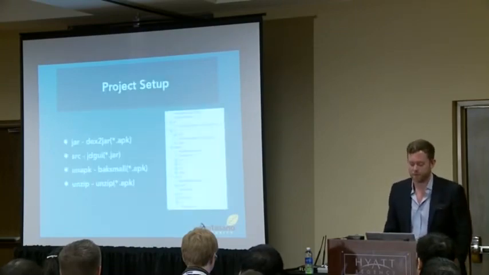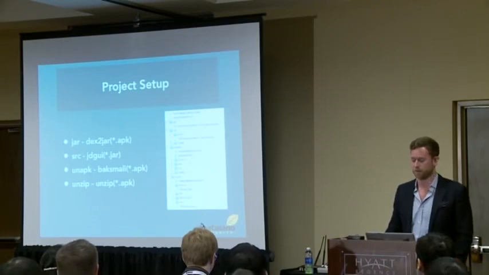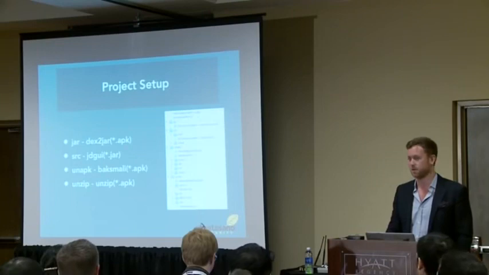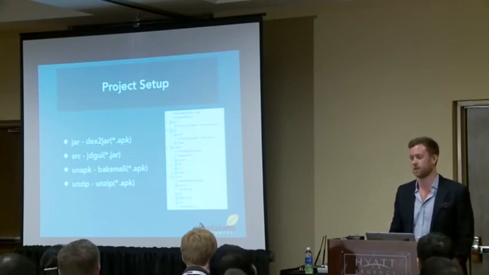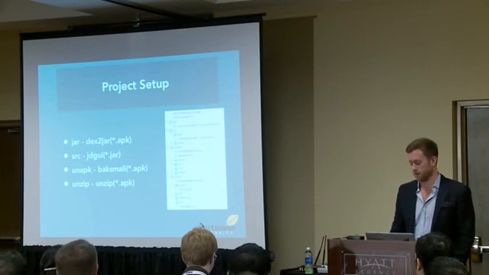First, every project that I start with, I put into a specific directory structure. 4 directories: jar, source, unapk, and unzip. There's a tool, dex2jar, that will convert an APK file to a jar file. I then open that up in JD-GUI that will show a somewhat decompiled source of the APK. Then the unapk directory has the smali source, and the unzip directory just unzips the APK.